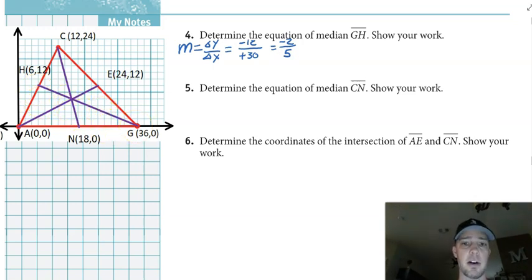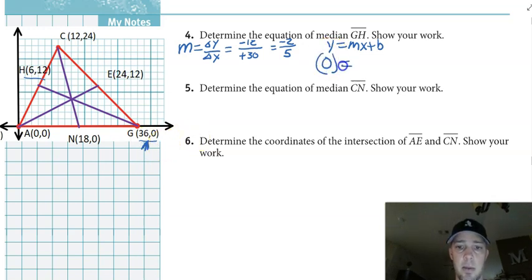Now if I wanted to start writing my equation, I could plug in an x and a y coordinate from either one of these two right here, and my slope, so that I could solve for the y-intercept. I'm going to make this one really easy. I'm going to use this one that already has a 0 in it. So my y value right there is 0. My slope I just came up with is negative 2/5. My x coordinate is 36.